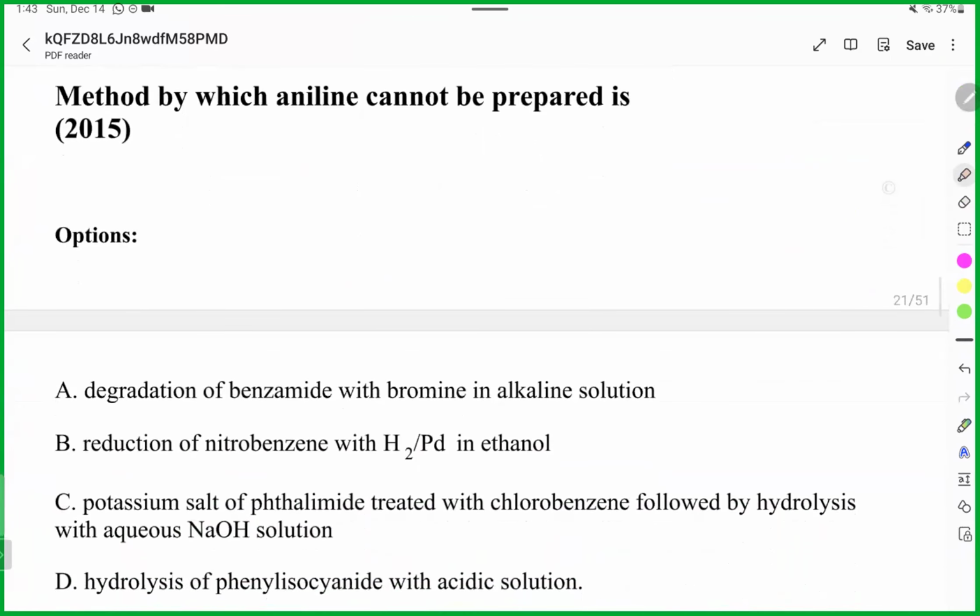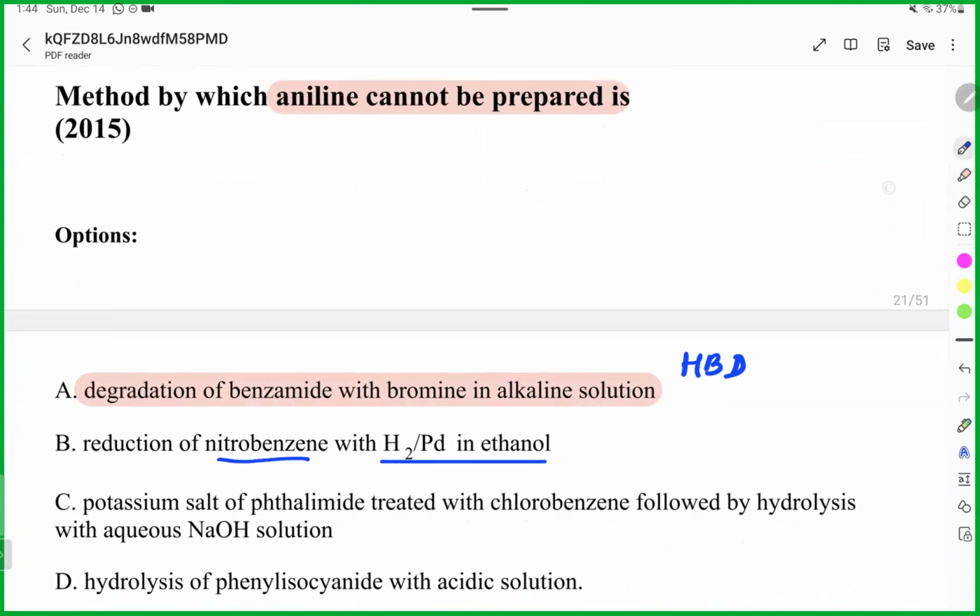Pratigya, the method by which aniline cannot be prepared. This is Hofmann bromamide degradation reaction. Nitrobenzene with this in ethanol can produce it. Correct. Potassium salt of phthalimide treated with chlorobenzene followed by hydrolysis with NaOH.